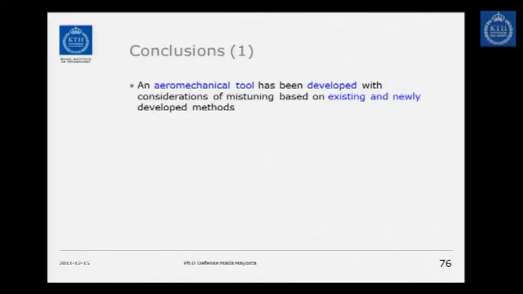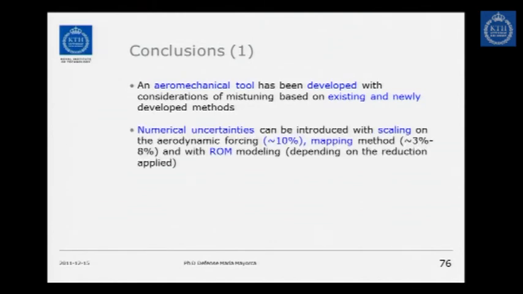Conclusion 1. An aeromechanical tool has been developed with considerations of existing methods and also some newly developed methods. For the numerical uncertainties that we studied, the scaling could lead to an aerodynamic forcing impact of around 10%. The mapping method, even if you sometimes disregard it, can have a sensitivity between 3 and 8%. The reduced order modeling depends, in this case, on the master nodes selected, but there are some recommendations given.